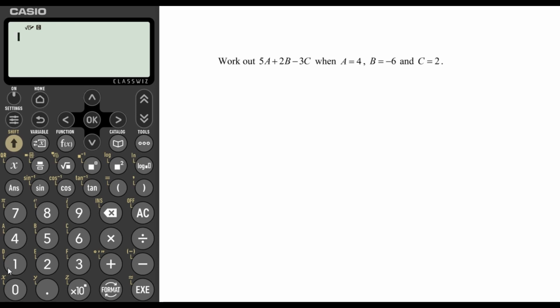we can press Shift followed by the key in which the variable is associated with. So for example, you can see the variable A is attached to the 4 button, the variable B is attached to the 5 button, so on and so forth. So we have 5 and then A, so that's Shift and then 4, plus 2B, so that's Shift then 5, subtract 3C, so that's subtract 3 and then Shift and 6. 5A plus 2B subtract 3C with the values of A, B and C, you will find that to equal 2.